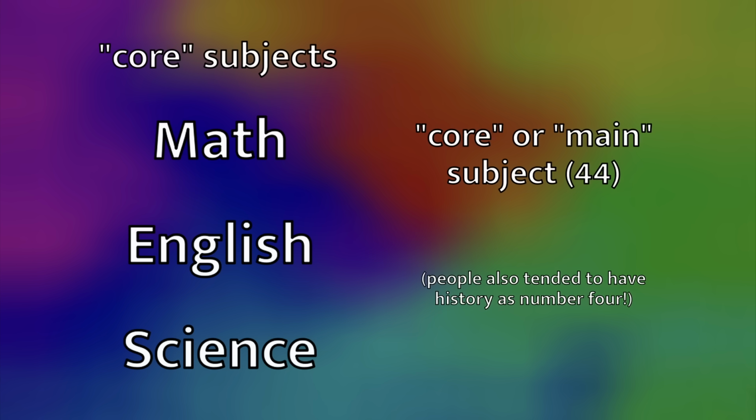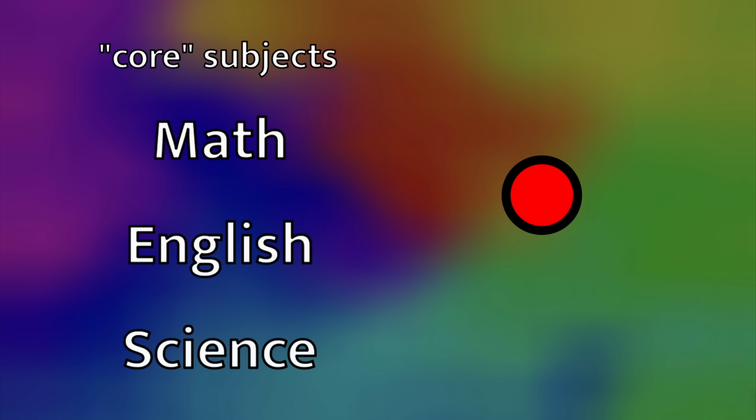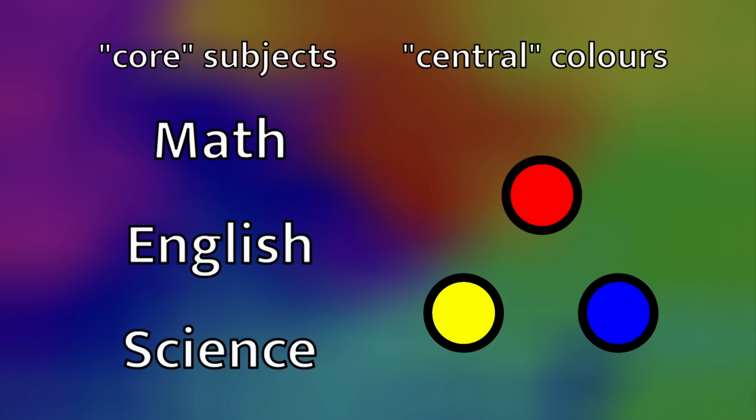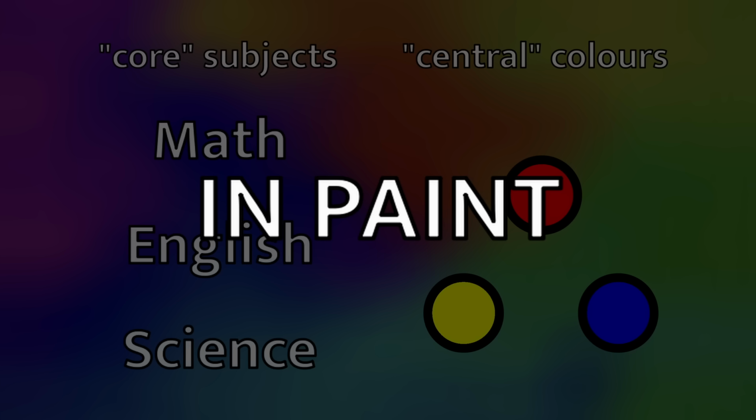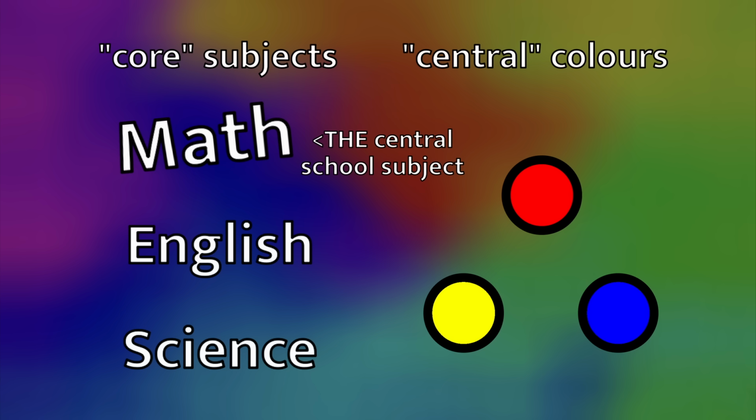A lot of people mentioned math, English, and science being the core 3 subjects they thought about when they thought of school. People also tend to view red, yellow, and blue as the central colors, thanks to being the 3 primary colors in paint. A lot of people mentioned that they saw math as the central subject taught in school, before thinking of science or English. Likewise, I imagine when choosing colors for their notebooks, when people think of a central color, they either think of red or blue instead of yellow.